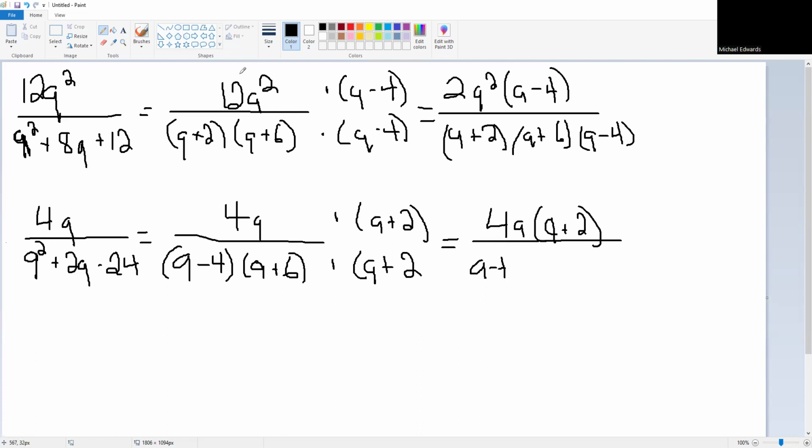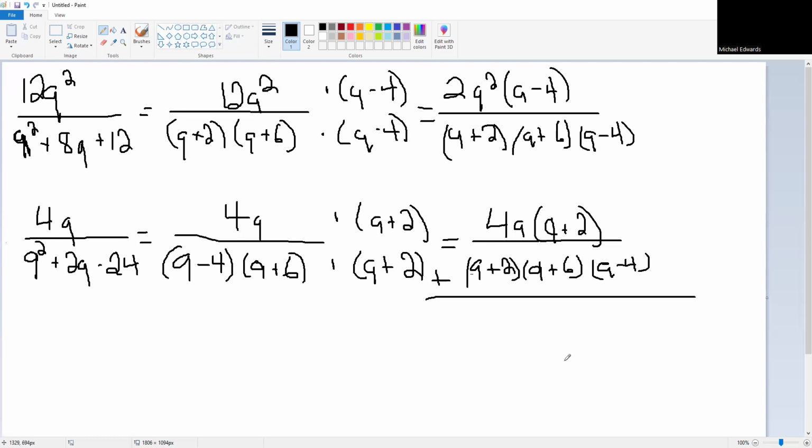If you want to make it look the same, you can write it in the same order as the top one. But order really doesn't matter unless you're doing some sort of grouping for ascending powers. But this way it should be fine. So q plus 2, q plus 6, q minus 4. Okay, now we can add because our LCDs are the same.